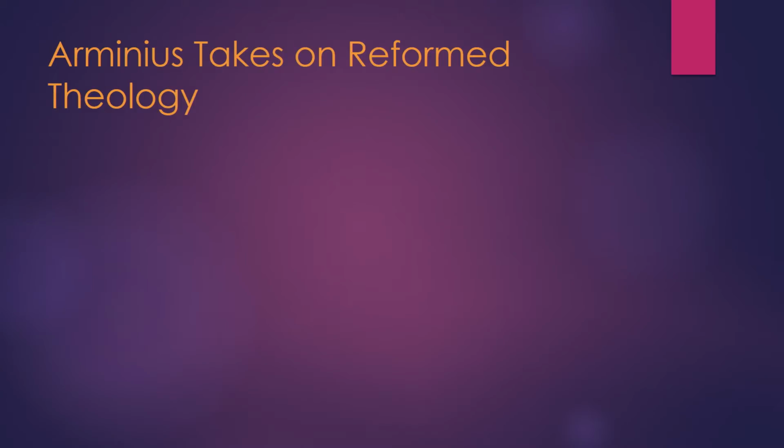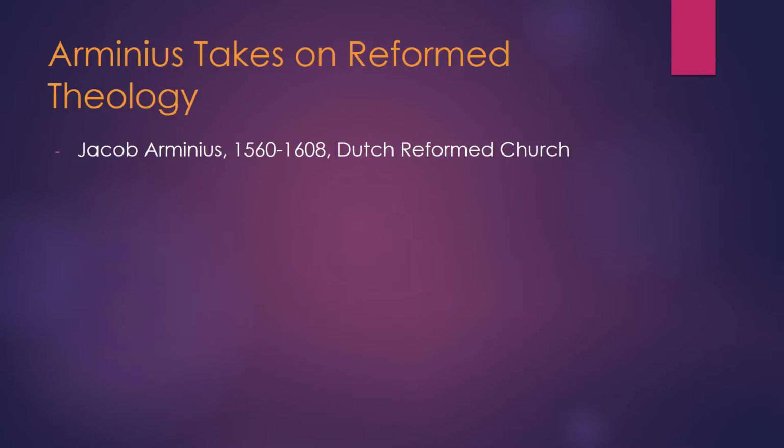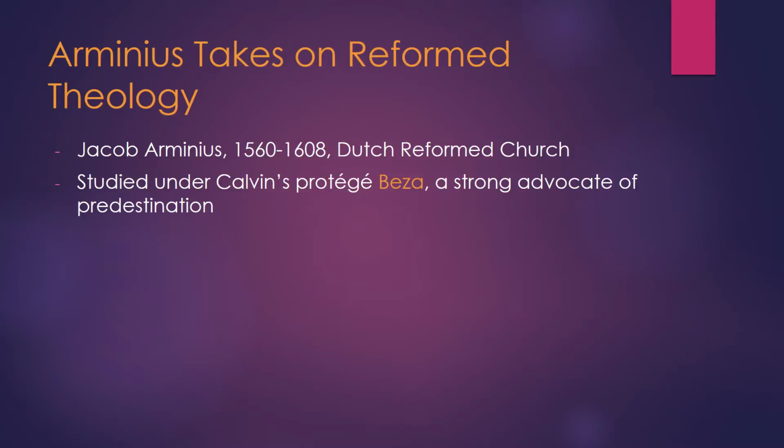So Arminius takes on Reformed theology. Arminius was a Dutch guy, a clergy member in the Dutch Reformed Church. He studied under Calvin's protege, Beza, who was a strong advocate of predestination. Beza was actually not just a strong advocate of predestination, but a strong advocate of what we'll call later supralapsarianism, or double predestination. So God chose not only to save some people, he also chose to destroy some people.